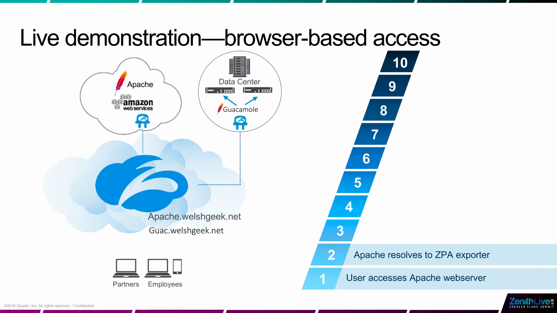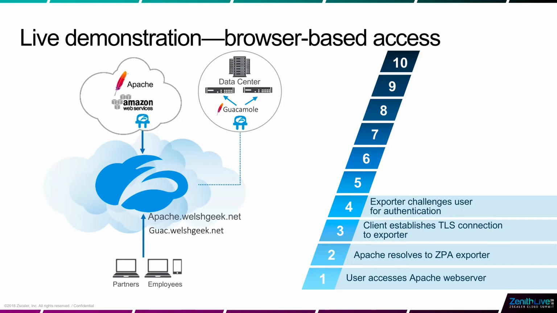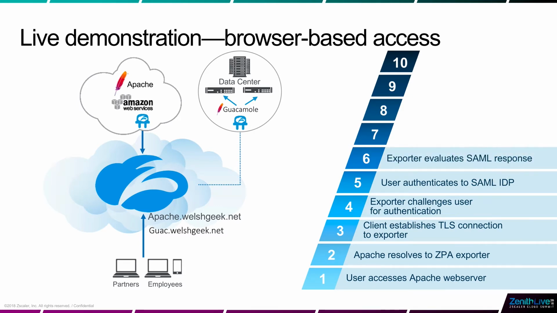As I said, the Apache server is going to resolve to this function. We call it the exporter. And the client is going to make a TLS connection to the exporter. The exporter is going to challenge the user for authentication first. So we support SAML authentication. And what that means is the user is going to be redirected to the SAML identity provider where they'll be challenged. They'll log in, and the response will then be consumed by Zscaler. The exporter function will evaluate the SAML response and decide whether or not the user should have permission to this web application.